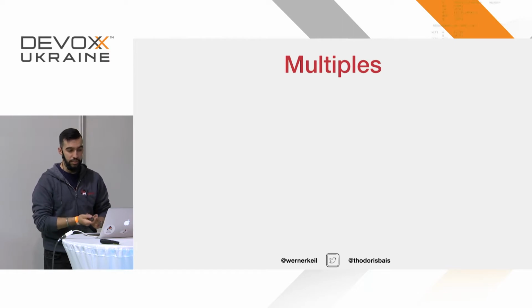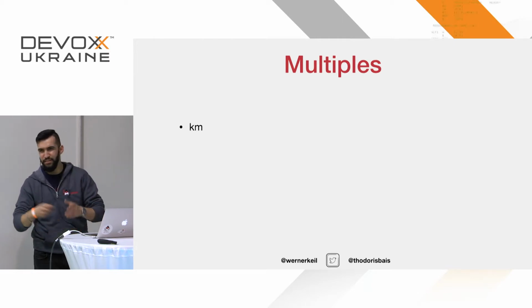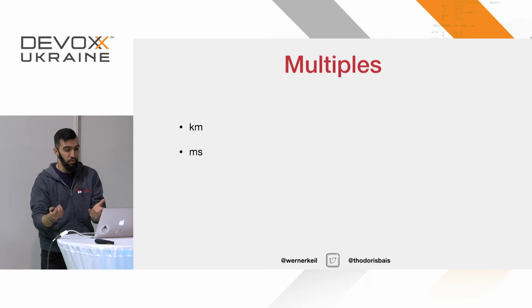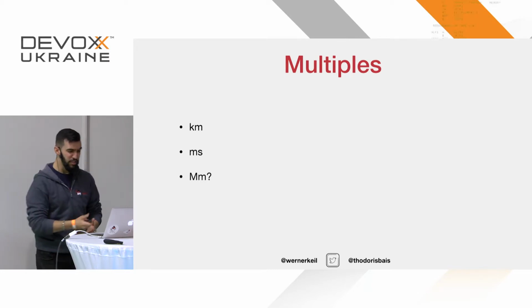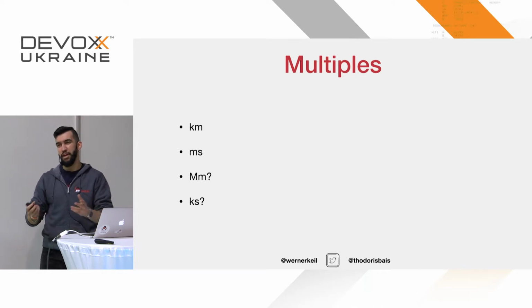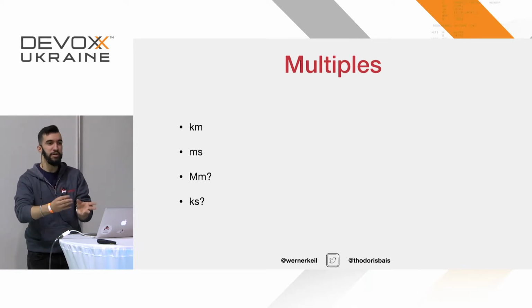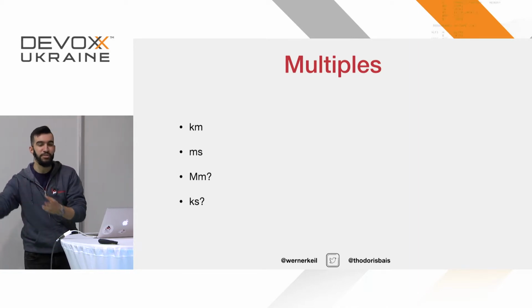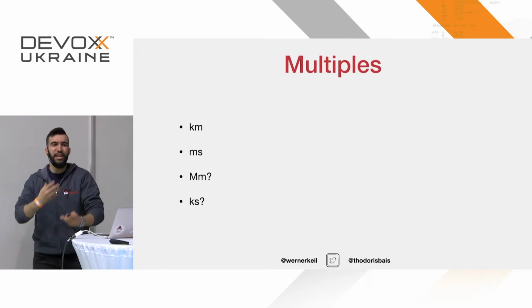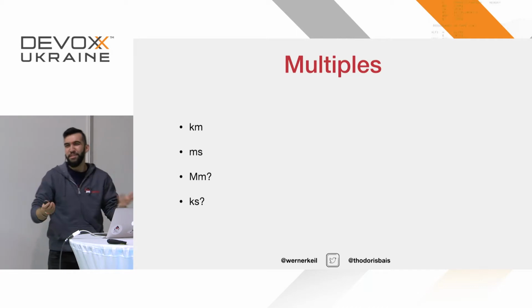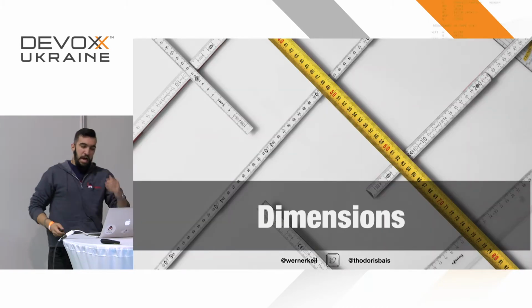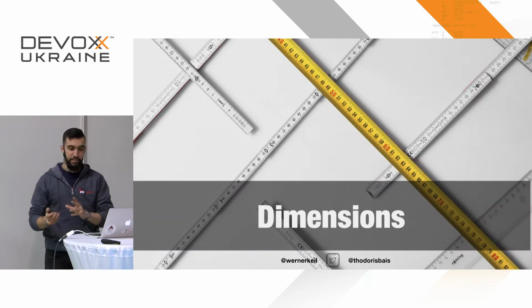So actually, kilometers, right? That's a multiple. Same with millisecond. Megameters, what is that? Is it even used? And kilosecond? I mean, okay, we can definitely say an hour has 3.6 kiloseconds, but how would you react if I told you, please, come back in 60 kiloseconds, right? They are rarely used.